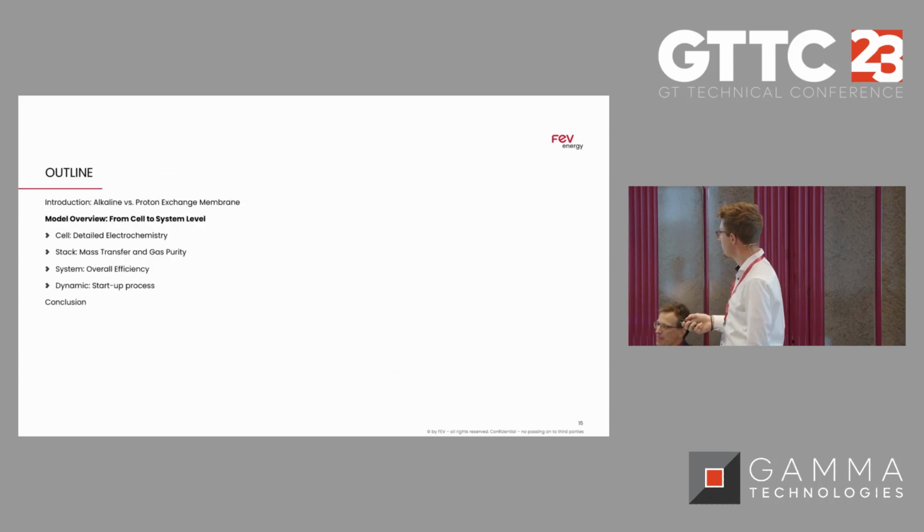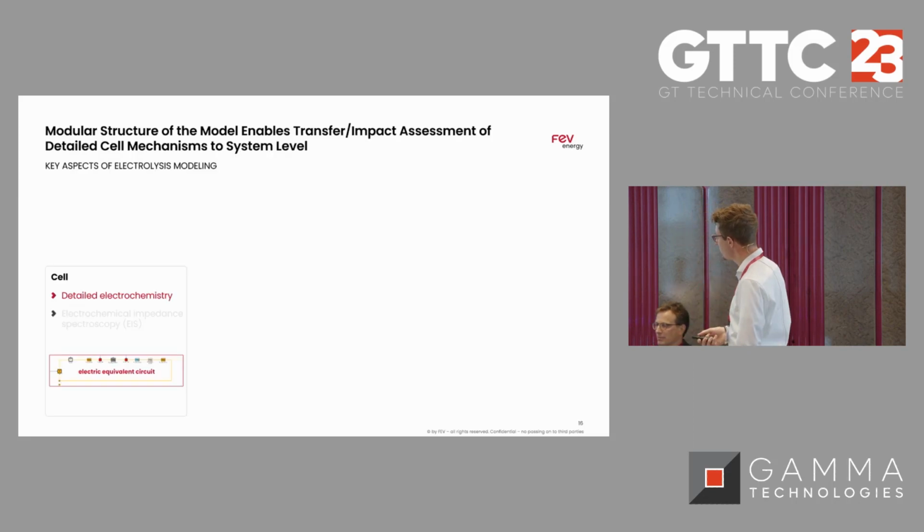So then we start at different levels. We really want to go from cell to the system and look at efficiencies. Where do the losses actually come from? What's the main part? Where can we improve the most? If we look at the cell, for example, here I want to talk about the electrochemistry and how we simulate that, using the GT electric circuits here as well.